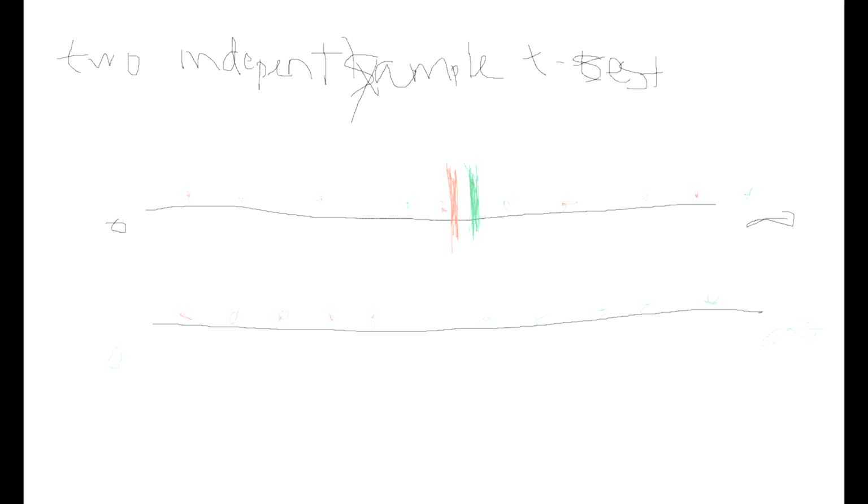Here, in the second experiment, the mean of the red group would be in the middle, and the mean is there. And for the green group, the mean could be here, right? So what you can see from this illustration is that the means are far apart. They have a very large mean difference, while the first experiment has a very small mean difference, right? This mean difference is very small, and this is very large.